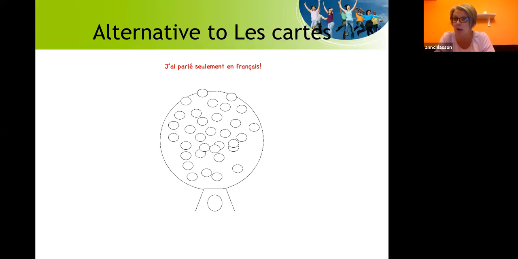j'ai parlé seulement en français. So, instead of les petites cartes, tout le monde a une machine à boules de gomme. Puis quand ils ont parlé seulement en français, ils ont le droit de colorier une boule de gomme. Puis quand ils sont en situation de travail en équipe, puis j'entends beaucoup de français, « Hey, va colorier 3 boules de gomme, tu parles beaucoup en français. » And then when their machine is complete, well, they get une récompense.